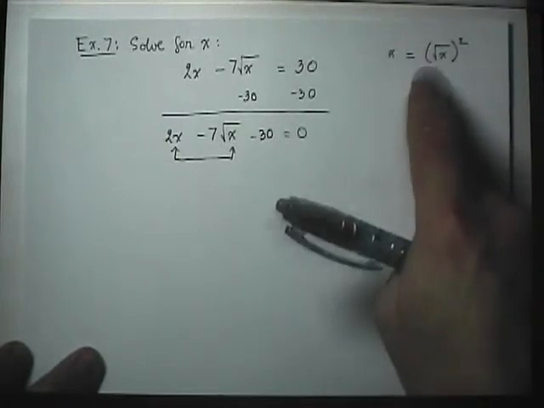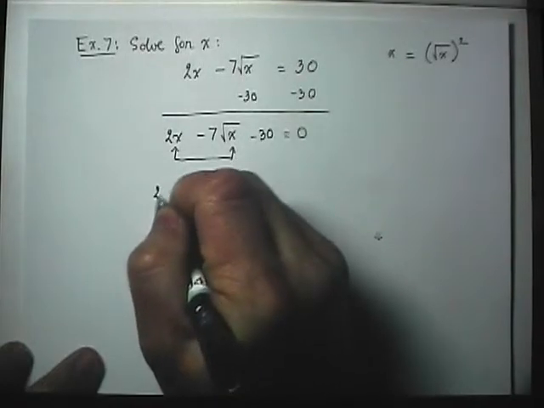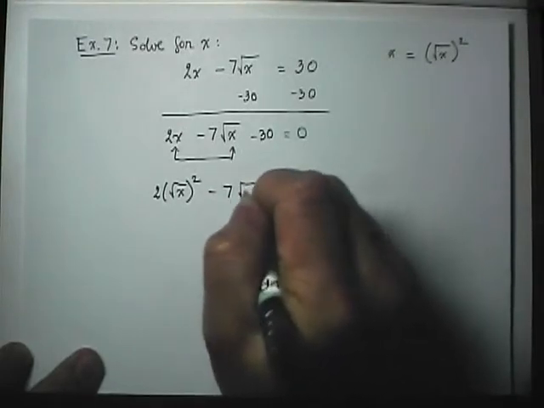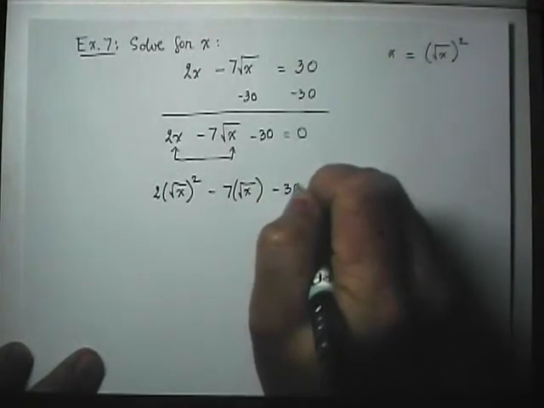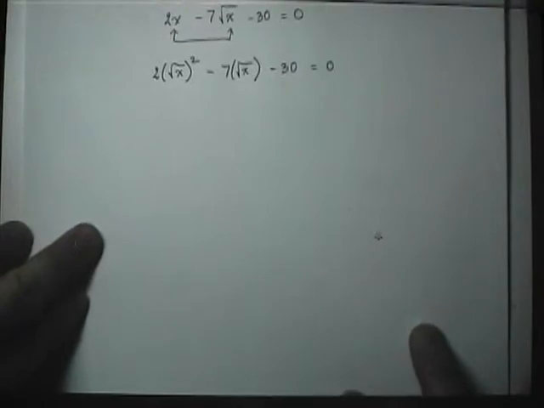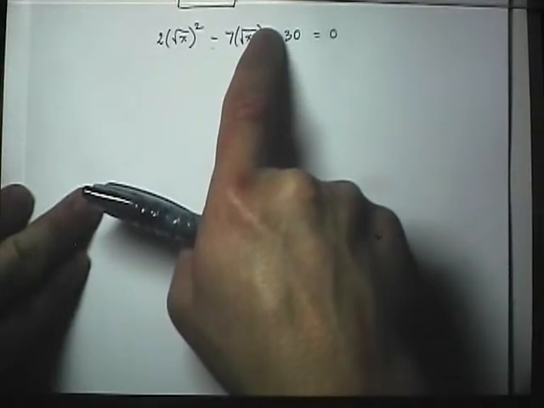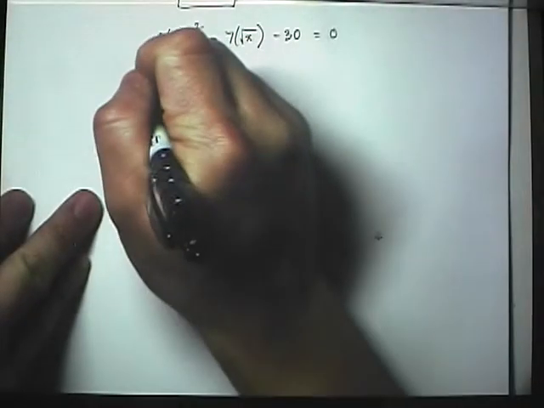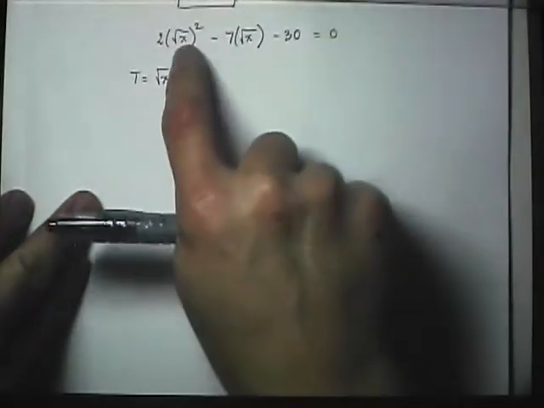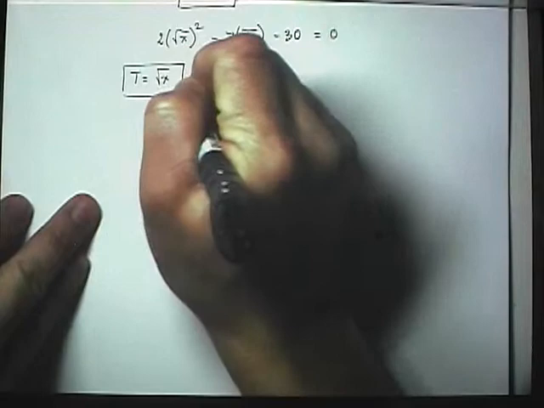And so, recognizing that relationship, my equation turns into 2 times the square root of x, all squared, minus 7 times the square root of x, minus 30 equals 0. Now I can see clearly that we have a quadratic-like equation, with a squared term, a term without the square, and no power. My substitution is of course going to be the square root of x, because we have the repeats of the square root of x throughout the two terms. So here's my substitution: t equals square root of x.